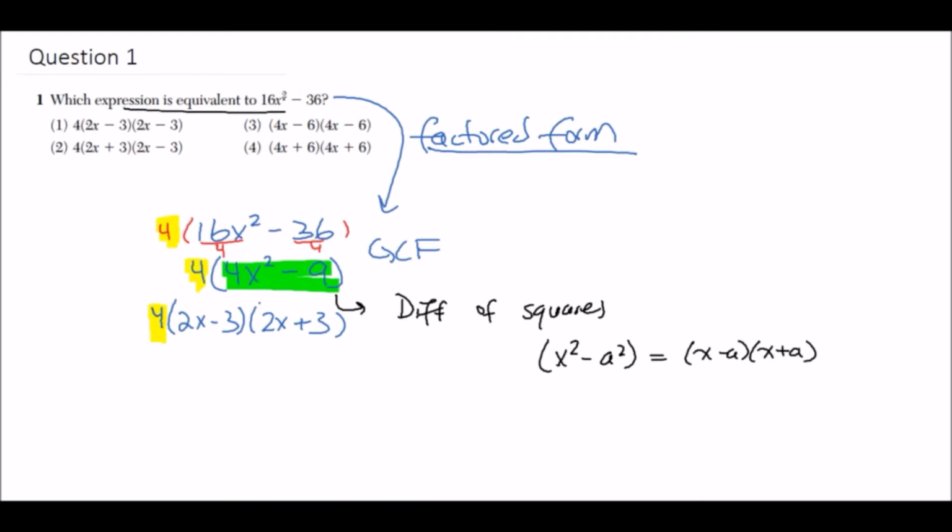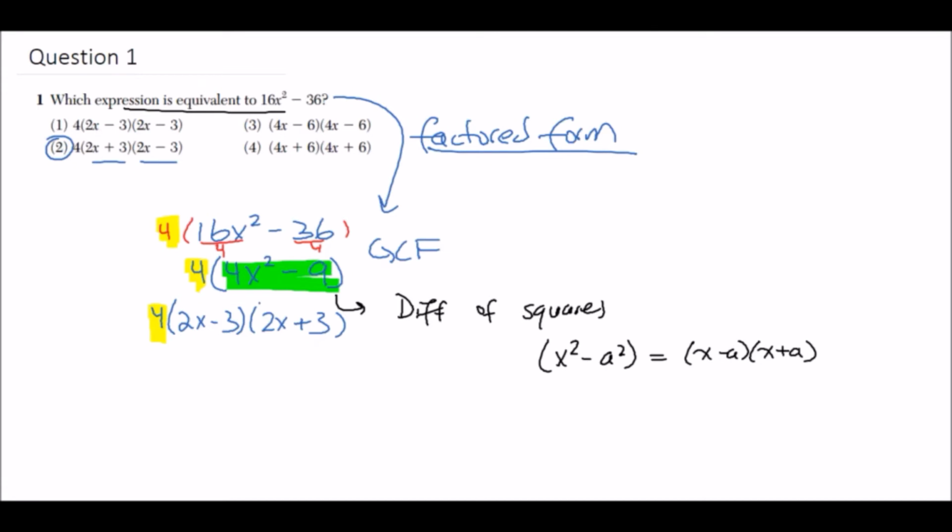If we say the expression is equivalent, that means the value must not change. So 4 times 2x minus 3 times 2x plus 3 is our correct answer. And since it's multiplication, it is commutative, so the order does not matter. So the answer is choice 2, not choice 1, despite the fact that the 2x minus 3 appears first, because the order does not matter.